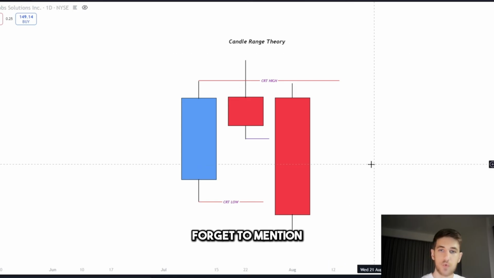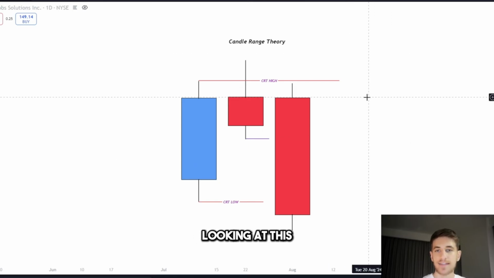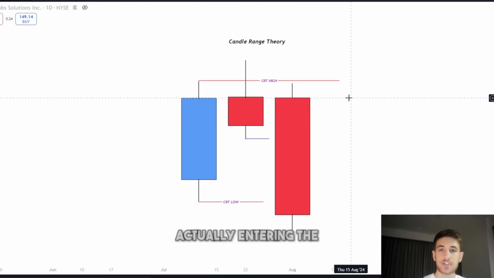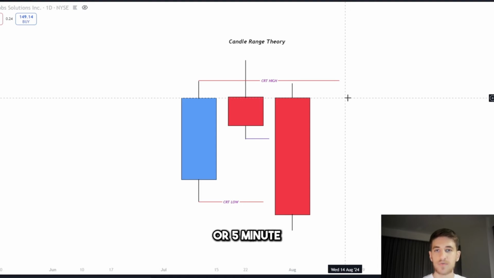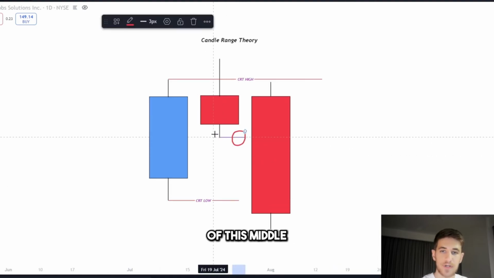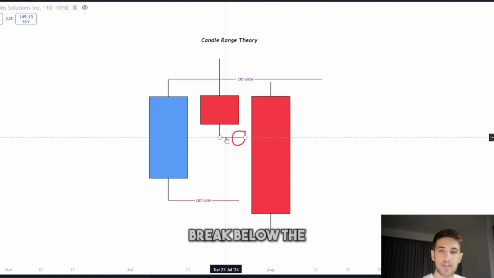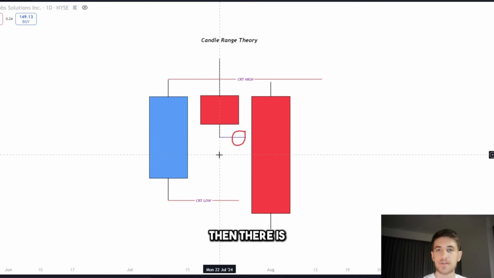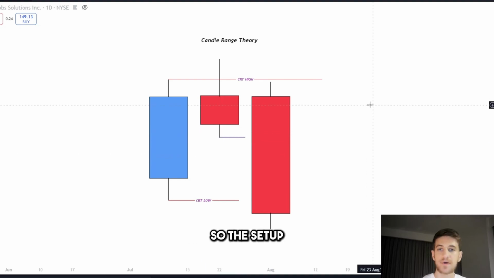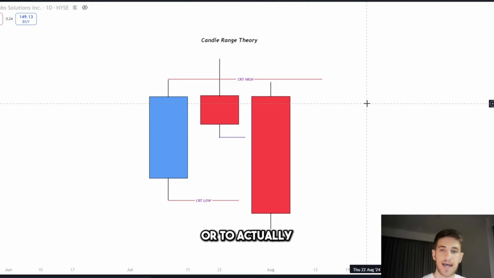Now I did forget to mention one thing, and that's the time frame for looking at this setup. So you want to find this setup on the daily or 4-hour time frame, and then for actually entering the trade, we're going to drop down to a lower time frame like the 1 or 5 minutes. So when price breaks the low of this middle candle, that's when we start looking for a trade on the lower time frame. If price does not break below the low of this middle candle, then there is no trade opportunity there. So the setup has to have all 3 steps complete for it to actually work out.